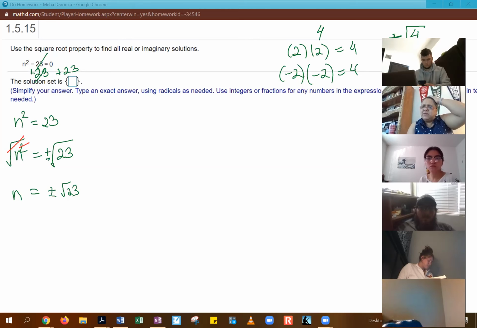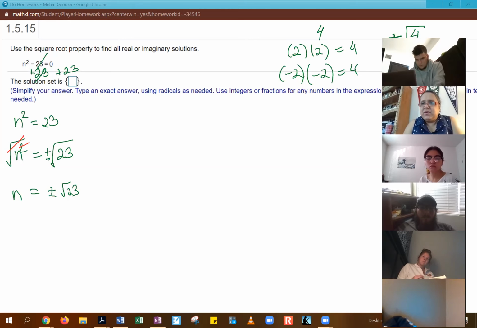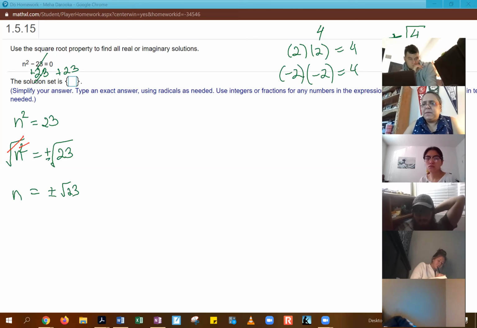Now, can we simplify that 23 down? Because if you had the square root of 25, we would get 5 as an answer. Or even if you had a number where you could bring something out which would be a perfect square. Can we do that with 23? What would be the factors of 23? Or is 23 a prime number?